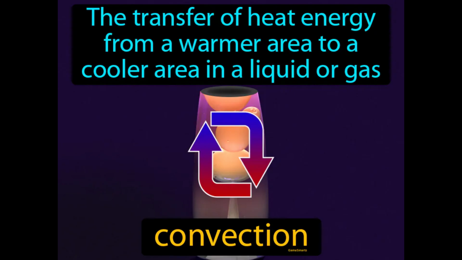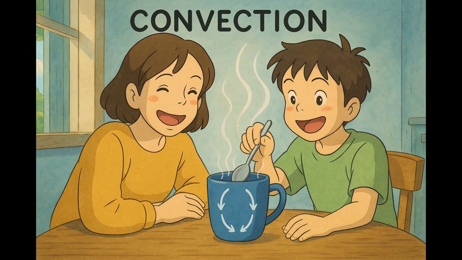The transfer of heat energy from a warmer area to a cooler area in a liquid or gas. Convection. Convection is the process where warm air or liquid rises and cooler air or liquid sinks, creating a cycle. Imagine you're trying to cool down a hot cup of coffee by stirring it with a spoon.